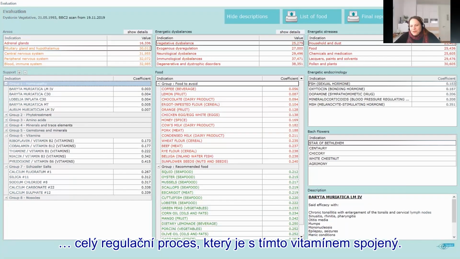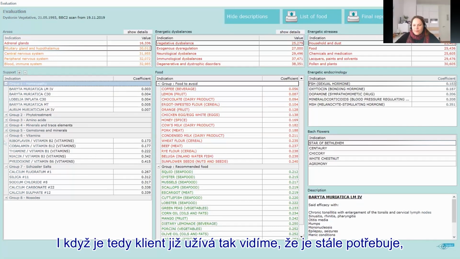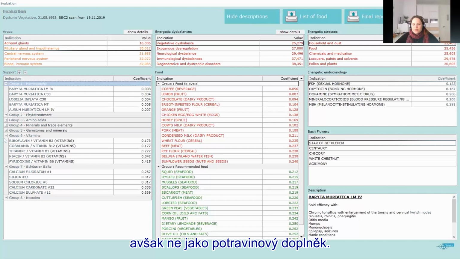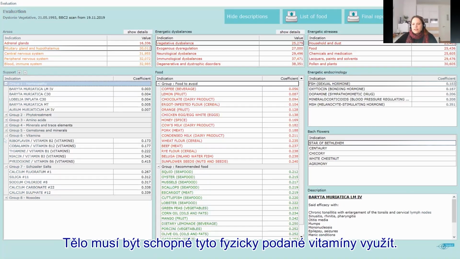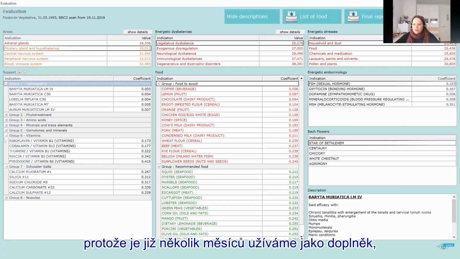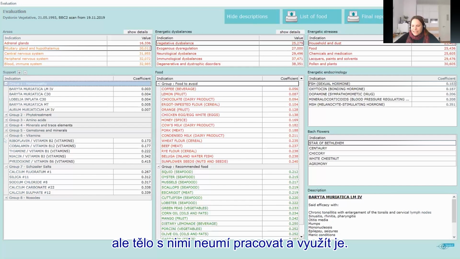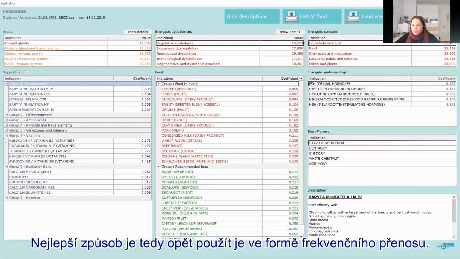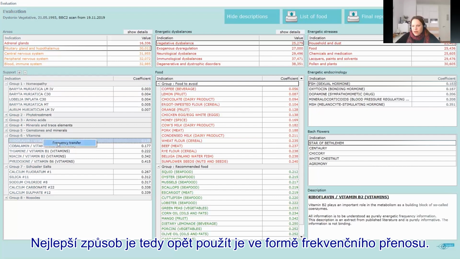So this is the whole loop of the regulation process of this vitamin. When the patient takes it, I know he still needs it, but not in the supplemental way, but in a way that the body is able to digest it and use it. So you have a lot of vitamin inside because the patient took it as a supplement over the last weeks or months, but the body is not able to work with it. Then the best way is to use it with a frequency transfer again.